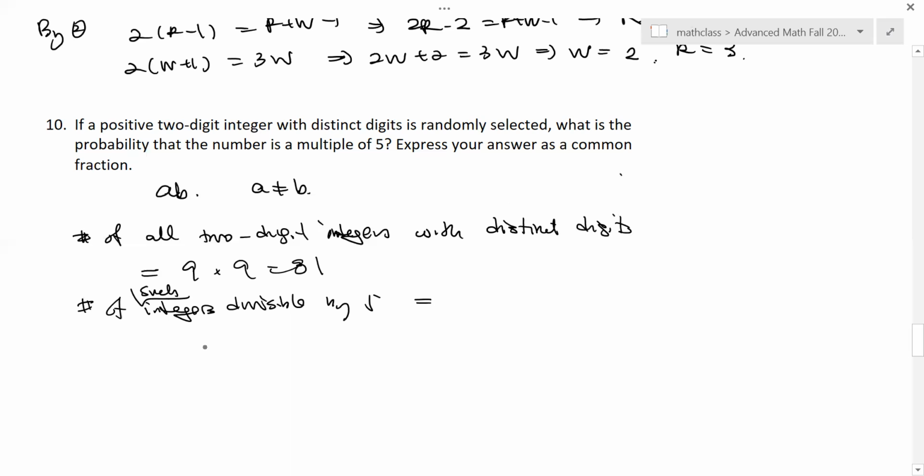Well, first, a number AB is divisible by 5 if and only if B is 0 or 5. First of all, A cannot be equal to B. So there are only 2 choices there. Then you will get A0, and here A cannot be 0, or A5. A cannot be 5, and A cannot be 0, right?